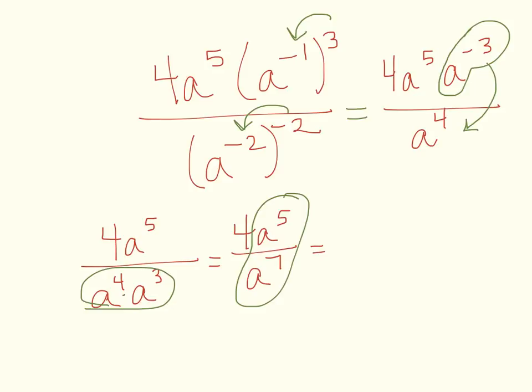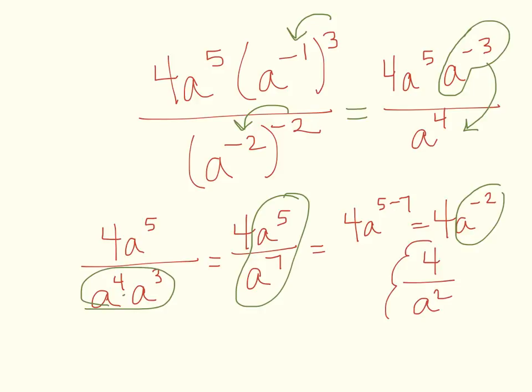If you remember correctly, when you put a's together when they're divided, you actually subtract. So I end up with 4a to the 5th minus 7, which ends up being 4a to the negative 2. Now, you and I know that we can't leave this negative 2. We're going to have to fix it and move it to the bottom of a fraction. So my final answer is going to be 4 over a to the positive 2 once we put everything together. No negative exponents, all like terms are together.